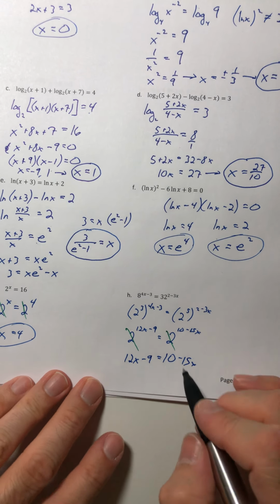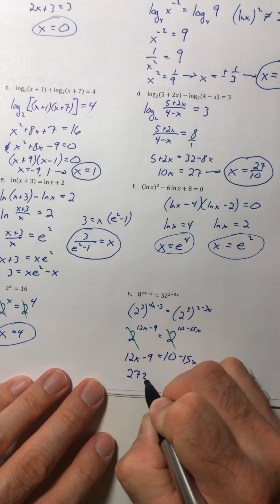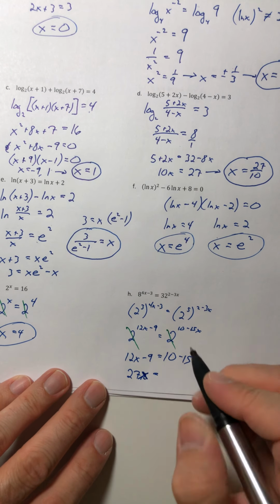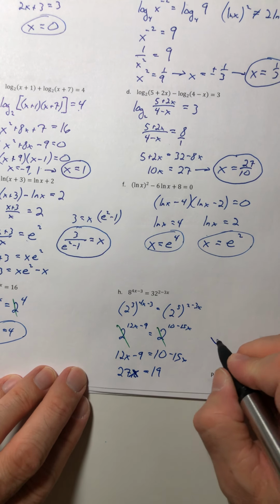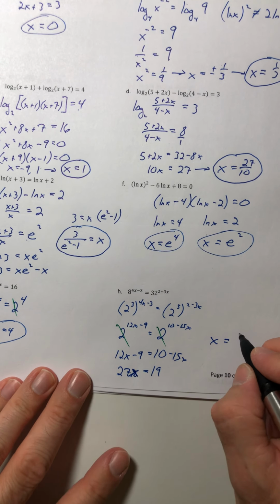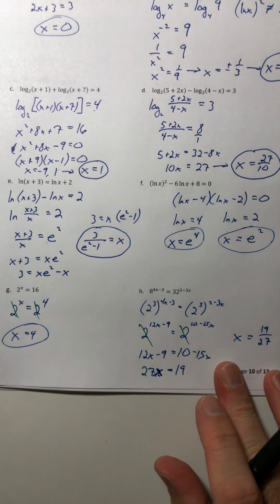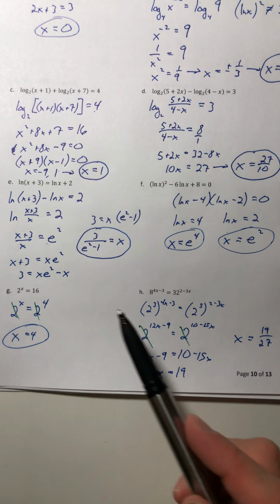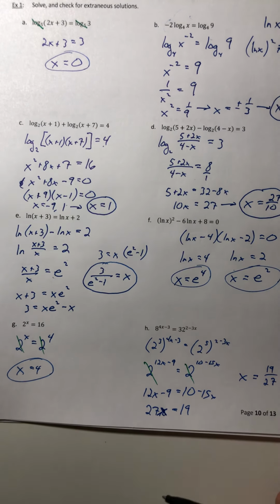minus 15x. So let's put the x's on the left. Oops, x, not z. Not sure where I wrote that. Move the 9 over. And so x is going to equal the fun number of 19 over 27. Now with exponentials, you don't really have to check your solution. If it was a logarithm, then you do.